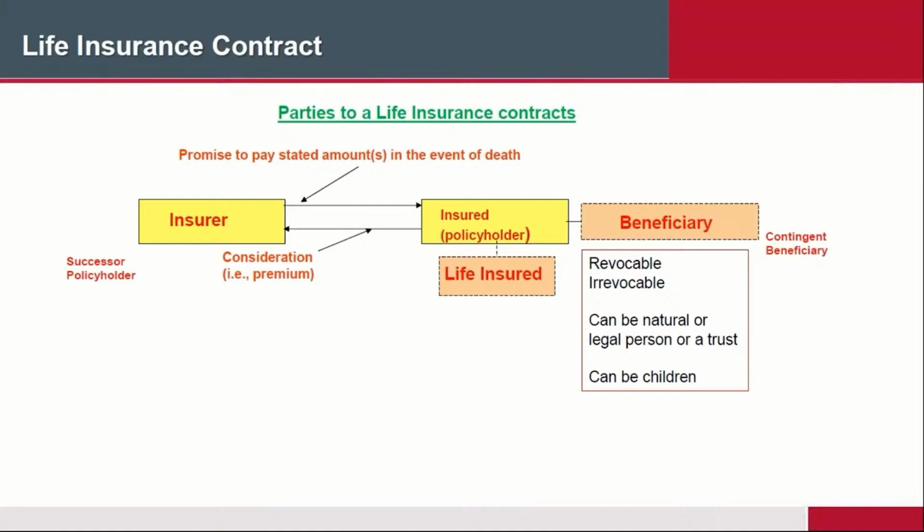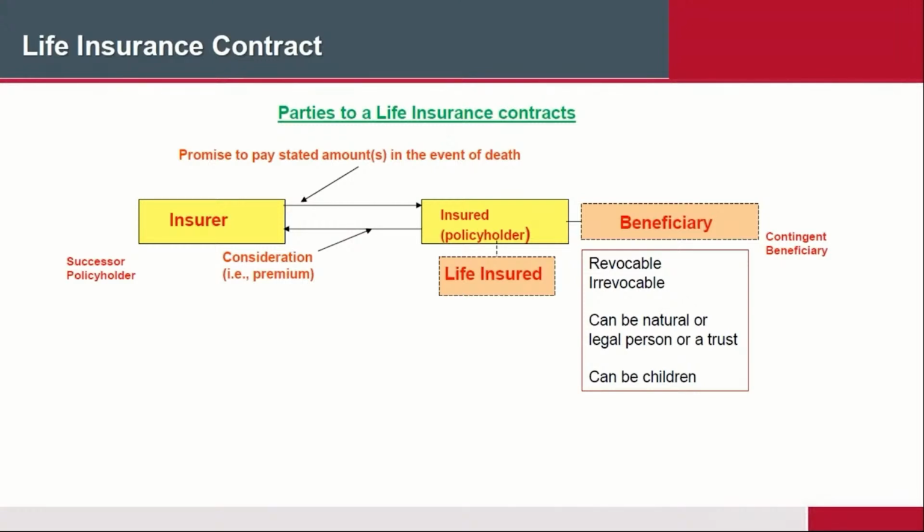However, the owner of the contract could be a natural person, or it could be a legal person, such as a corporation. So, for example, your company buys an insurance policy on you. The legal person is your company. The corporation owns a policy on you. Okay, that's a legal person.